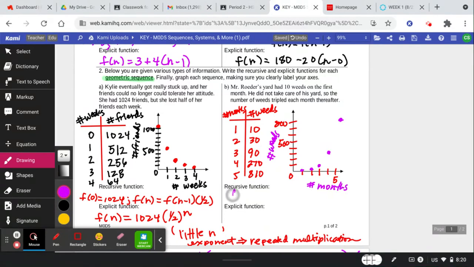So our recursive function is going to go f of 1 equals 10. f of n equals f of n minus 1 times 3. f of n equals, begins with 10, multiplying by 3 every time to the power of little tiny n minus 1. And if you want, go show that times 3 work over on the side. Okay, how'd you do?